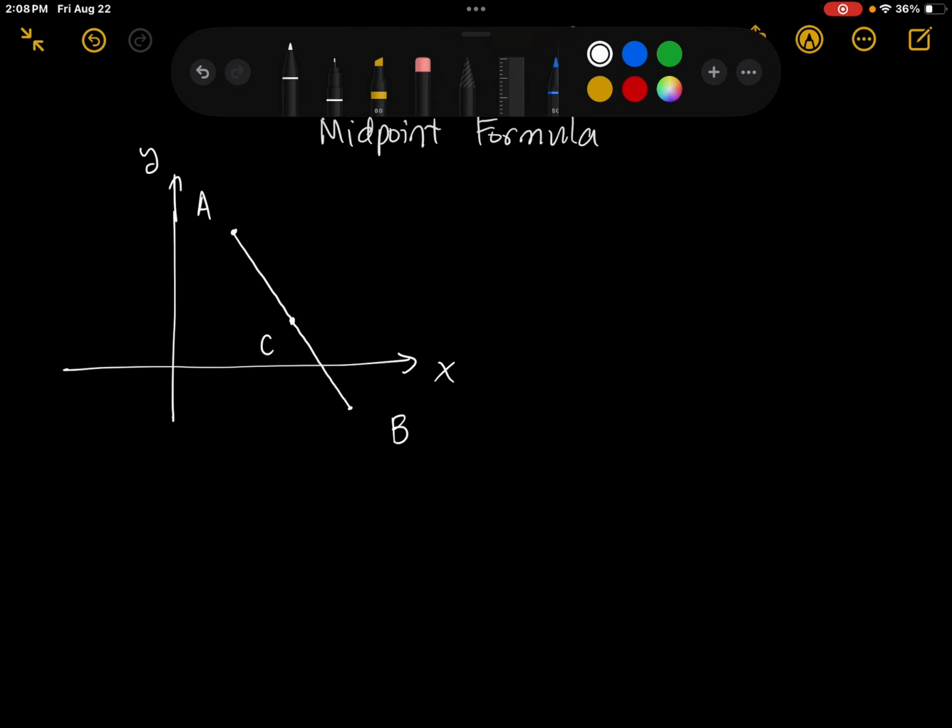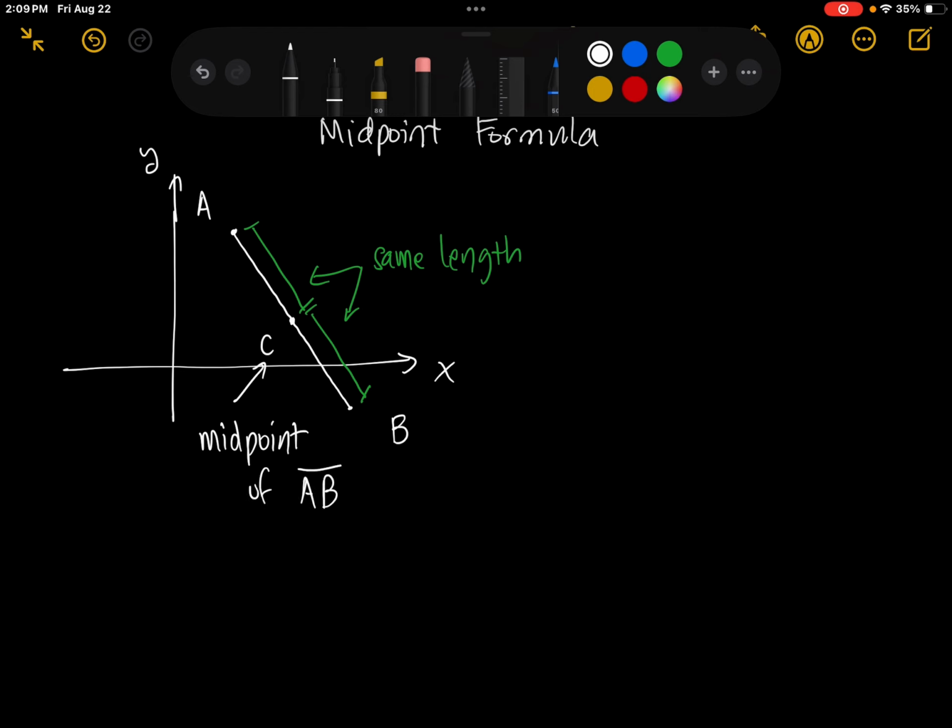What I'm trying to do is split up the line segment so that the length of the first piece and the length of the second piece are the same. So this point C that makes that happen is called the midpoint of the line segment AB. So how do we figure out the coordinates of C if you know the coordinates of A and B? Well, let's just look at an example to get an idea of what might happen.